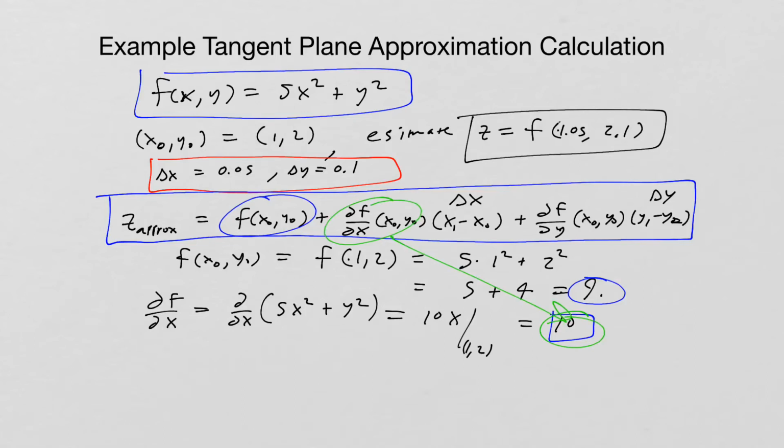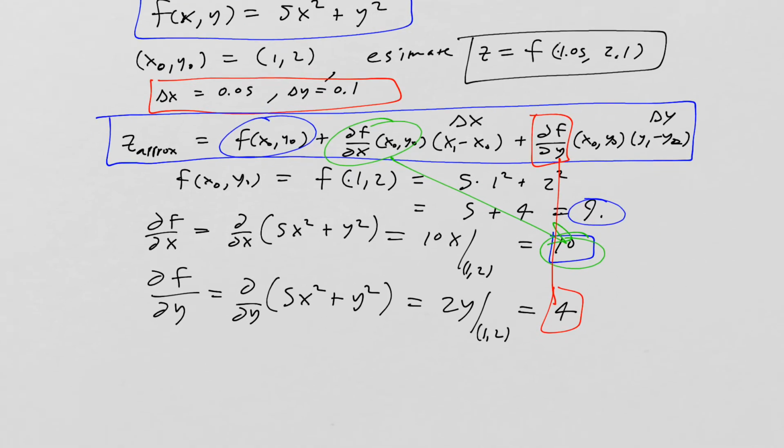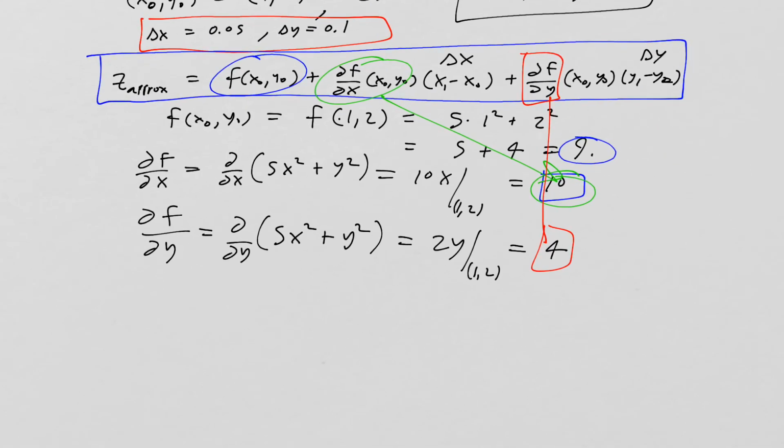Now, finally, let's take the derivative with respect to y. We're going to get 2y coming out of it. We evaluate this at 1 comma 2, and that will give us 4. So that gives us this value. Now it is a matter of assembly. Let's put it together.